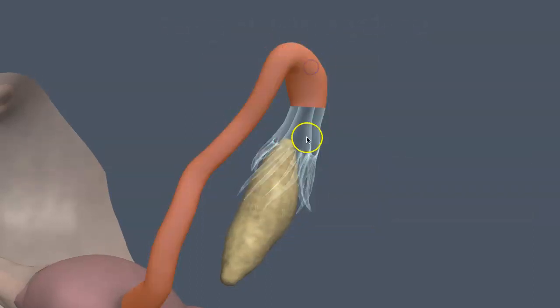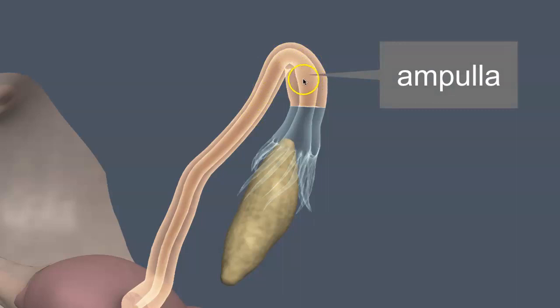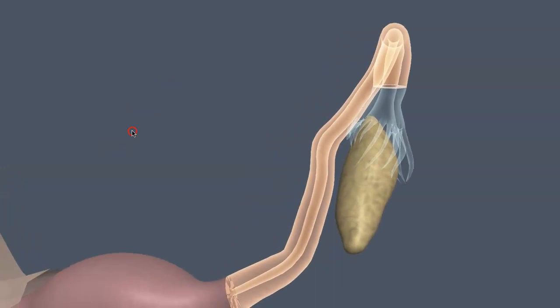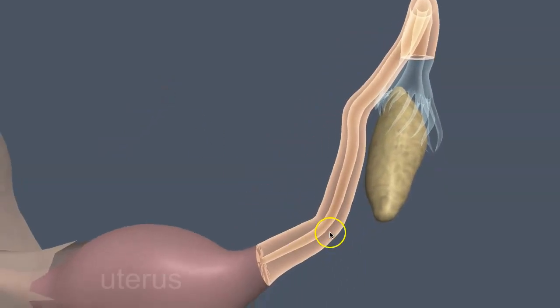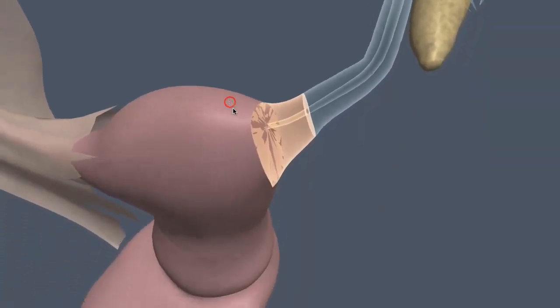And we can also see the majority of the uterine tube, the distal end of it, which is known as the ampulla. Notice how it's wider in that region compared to the attachment to the uterus. Notice how the fallopian tube is getting narrower as it approaches the uterus. This narrow region is known as the isthmus.